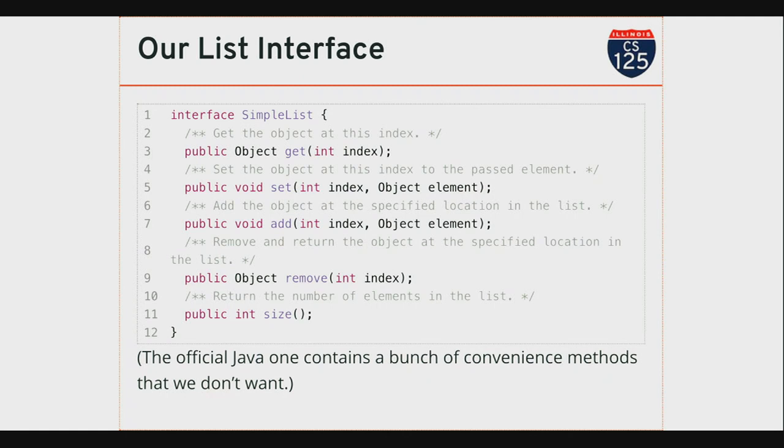Get and set work the way you would expect them. These are very similar to just using the array bracket notation. Add is something new. That actually increases the size of the list by 1. Remove decreases the size of the list by 1. And then we also have a size method.